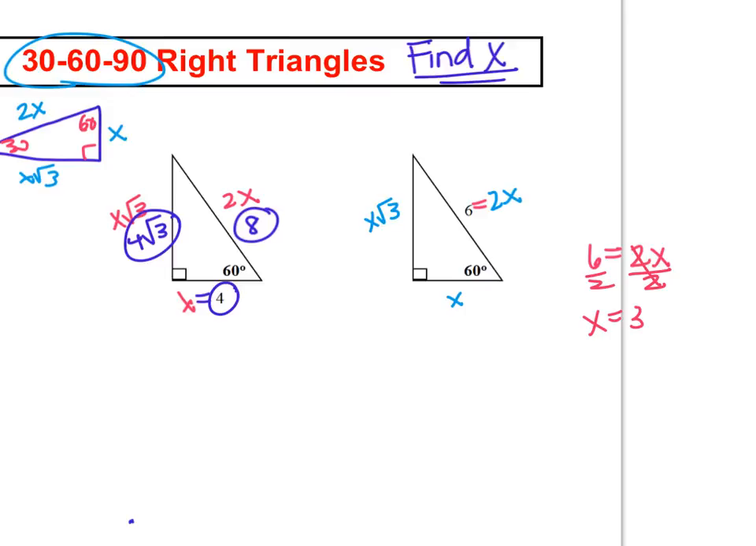Then we go around the triangle and we plug in 3 for all the x's. Now, this side, that's just an x. Because we know that x is 3, I know that this side length is now 3. So this side is 3. Then we plug the x into this x with the square root of 3. So this side length is 3 square roots of 3. And then the hypotenuse we already knew was a 6.